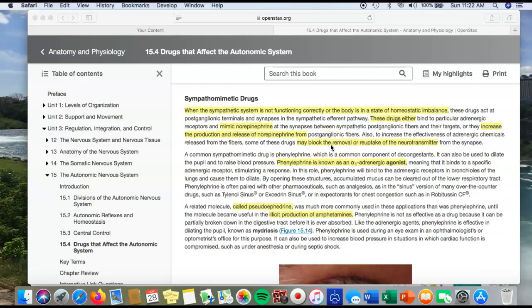They help when the sympathetic system isn't working correctly by either mimicking a chemical, norepinephrine, or stimulating the release of more norepinephrine. Another thing they might do is also to block the reuptake of the neurotransmitter that tells the body to produce norepinephrine. So if you block the reuptake of that, the body will continue to produce it, and that just increases the effectiveness of the drug overall.